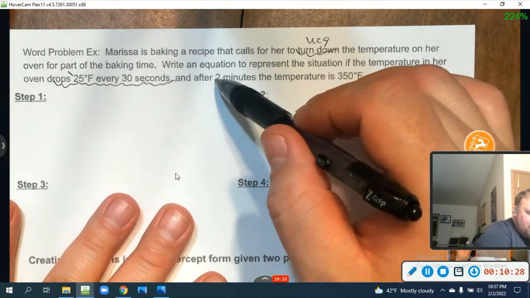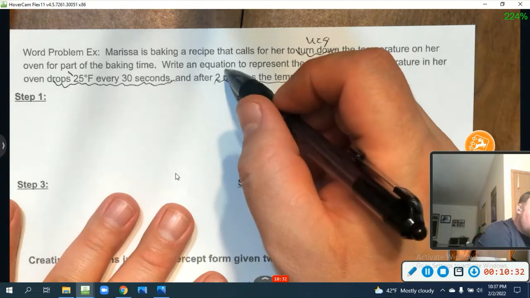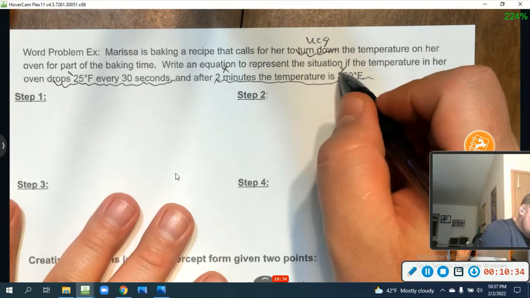And again, what do we see? After 2 minutes, the temperature is 350. That sounds like an XY coordinate. We're going to call this X. We're going to call this Y.